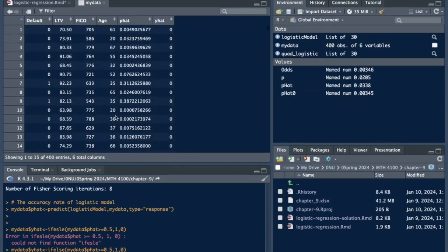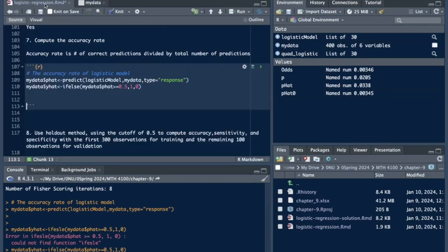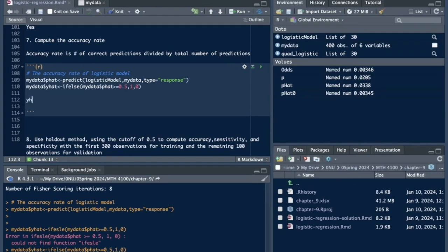So we have to count. We have to count if these values are equal. Look, if these values are equal, count them. So we're going to use a very simple function, which is count these. Y hat, is it equal? No, let me use my data.